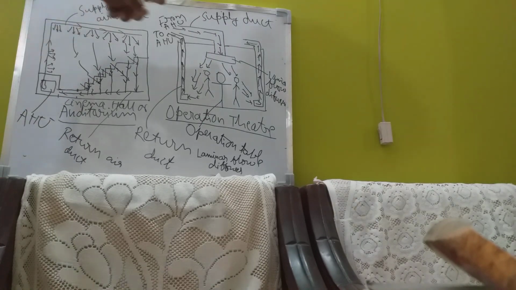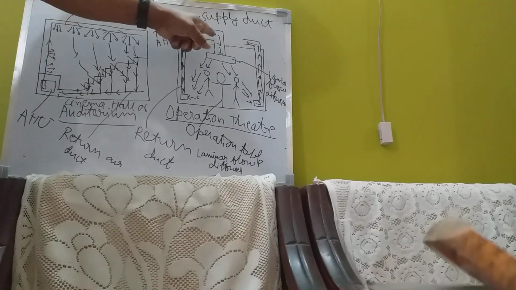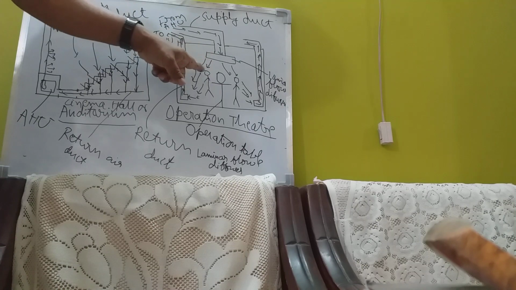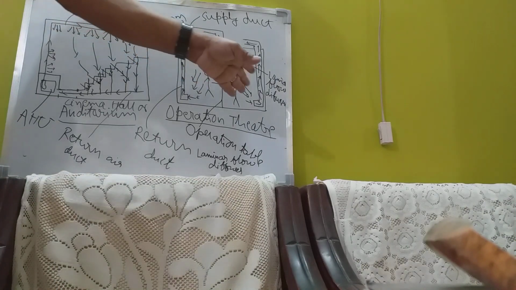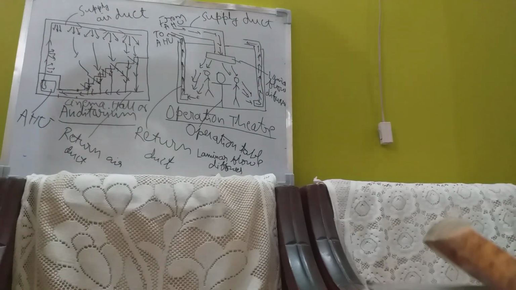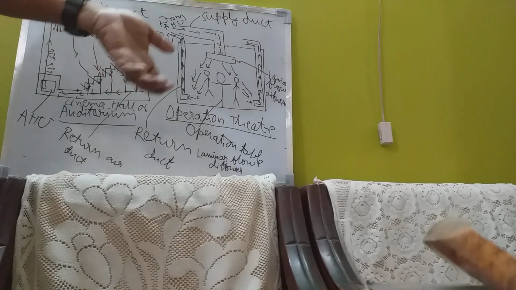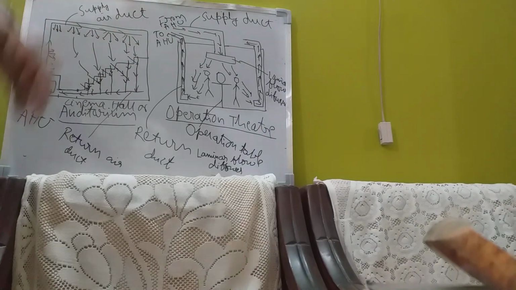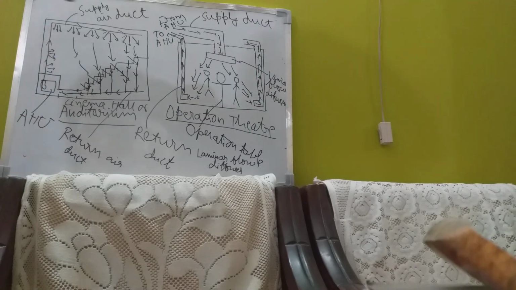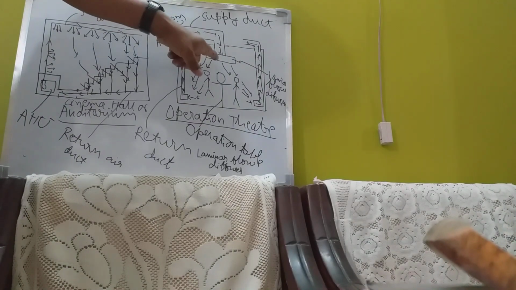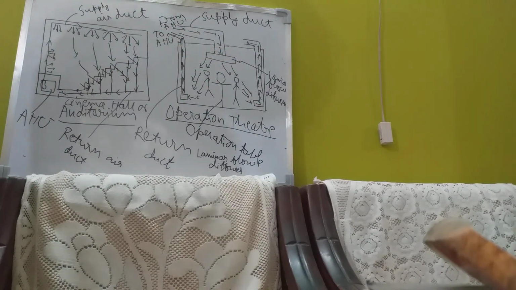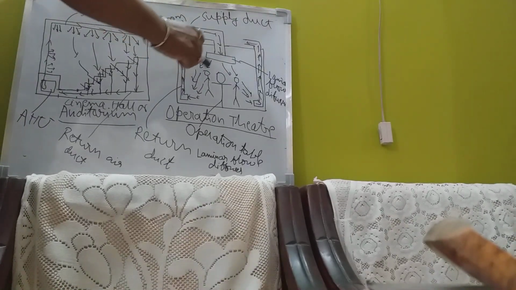What does the laminar flow diffuser do? It supplies the air in a laminar flow pattern. Laminar flow means layer-wise flow. There are two types of flow, you know. You read in fluid mechanics, one is laminar flow, one is turbulent flow. Depending on the velocity, it is divided into laminar flow and turbulent flow. Below a certain velocity, it remains laminar flow. Here, that velocity is maintained at which it remains laminar flow. That means a layer-wise flow.